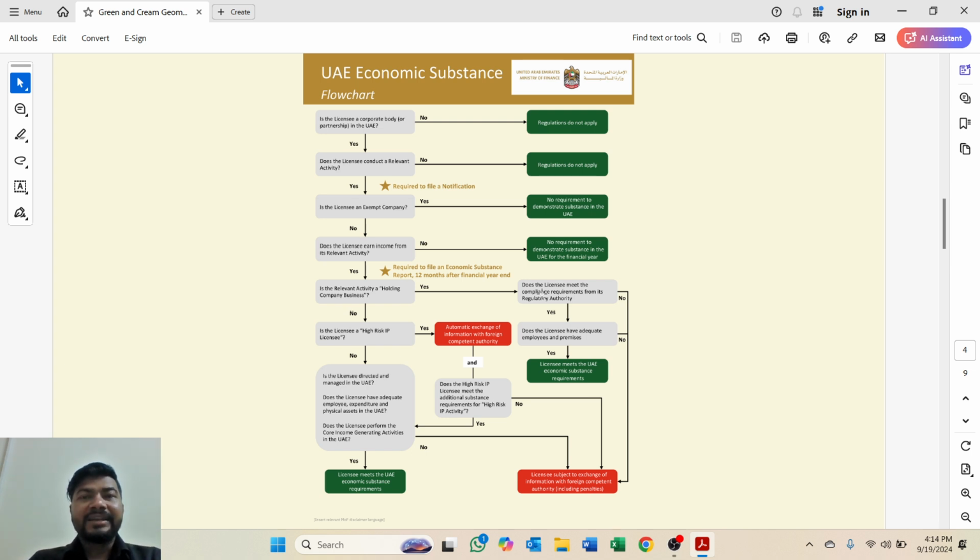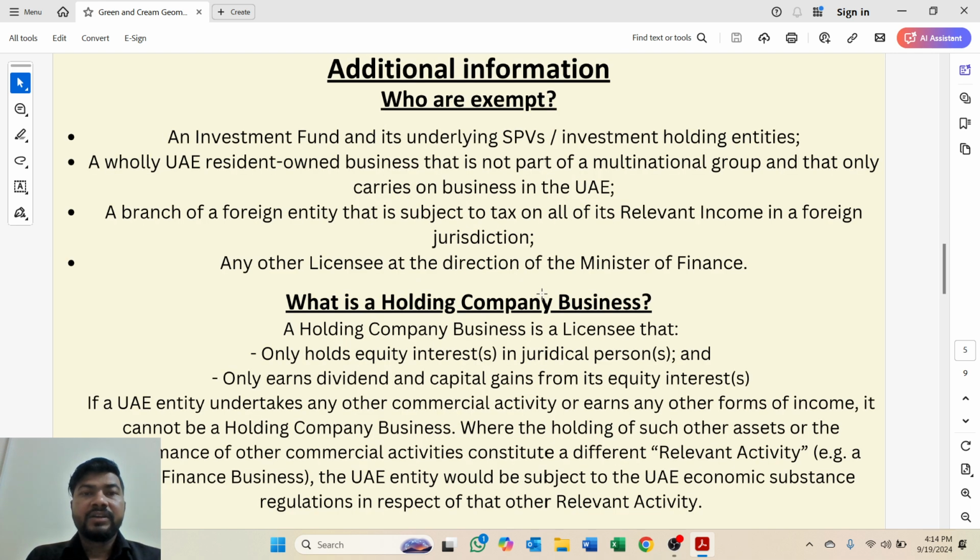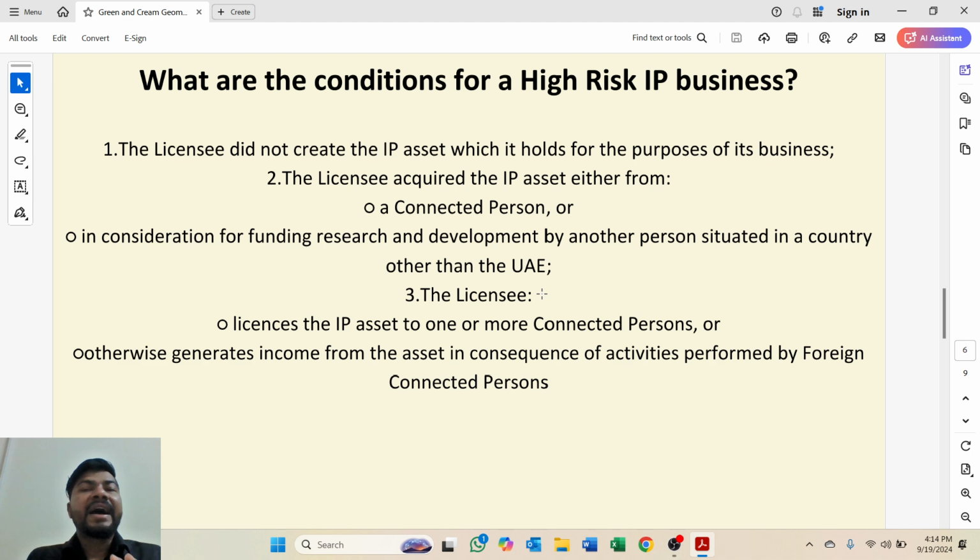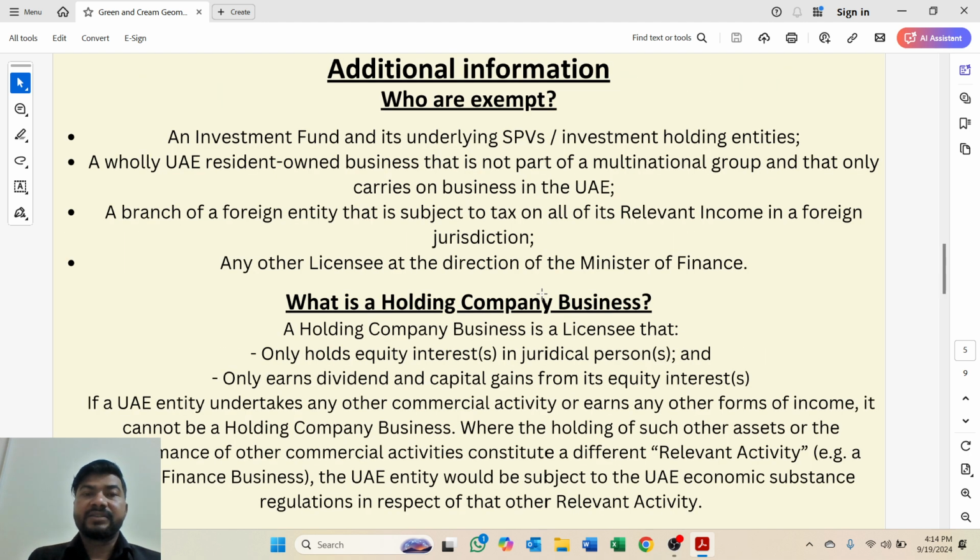Before that, I want you to understand certain other terms and definitions. So in additional information, we'll be discussing who is an exempt entity, who is a holding business entity, and what is a high risk intellectual property business. So let's first understand who is an exempt entity.